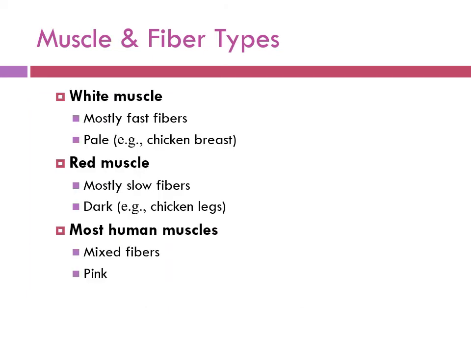Our white muscle is mostly fast fibers, very pale muscle fibers, like a chicken breast. They're used for very short bursts, but they are not sustainable. Red muscle is mostly slow fibers. They're darker, like chicken legs. You picture a chicken walking around on their legs all day long, so they need to be able to sustain the contraction of their legs. Most human muscles are mixed fibers, and so they're more pink in color. And that I can attest to after cadaver dissection for a year.